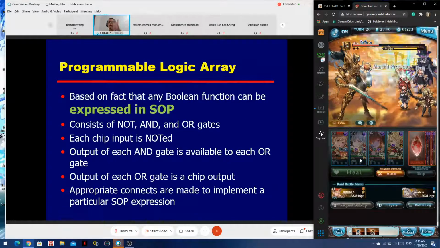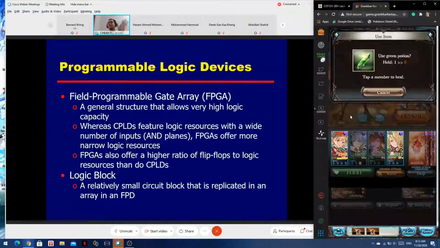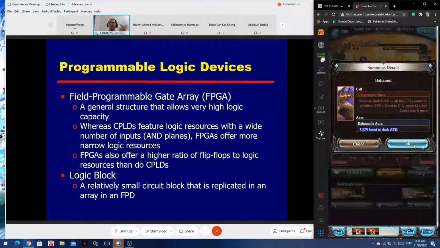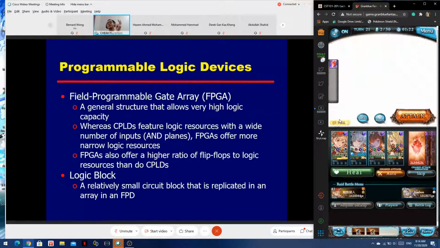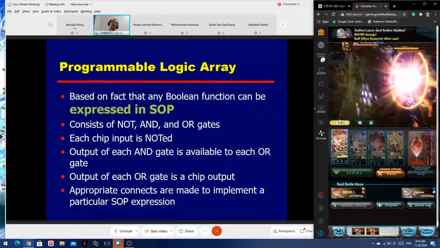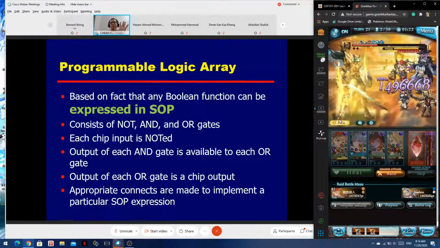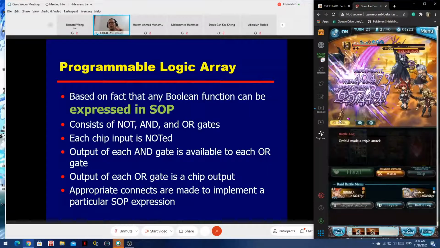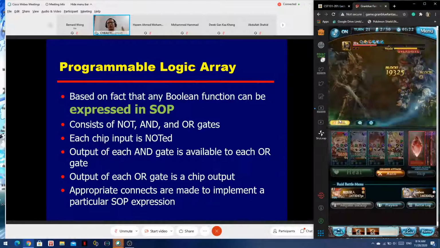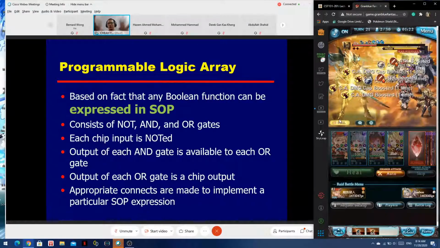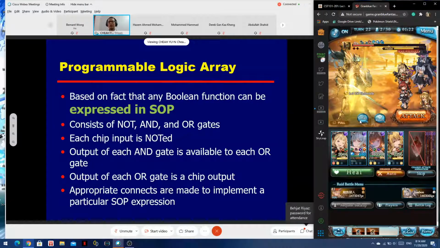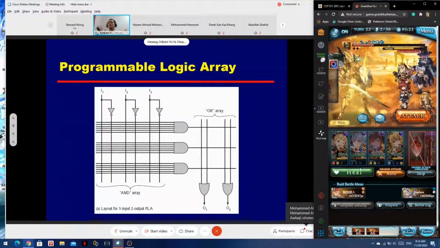Now I've already introduced the basic few types, the PLA, the PAL, and the FPGA. If you have to forget everything else, try to remember these three. Now let's go back to the PLA a little bit. All Boolean functions can be expressed using SOP, the sums of products, and it consists of NOT, AND, and OR gates. All the various details, you can refer to the screen. But ultimately, this is roughly what it's going to look like.